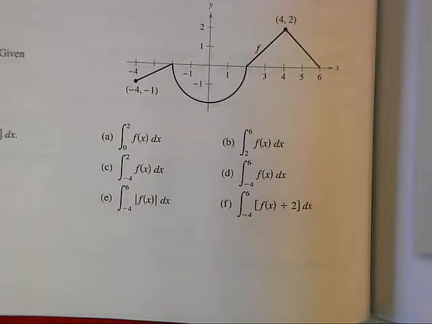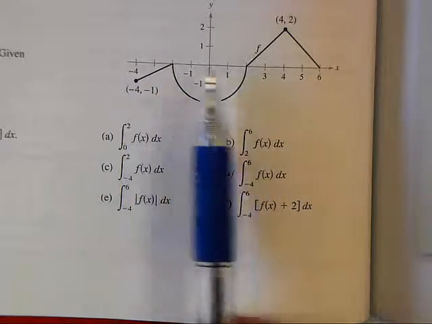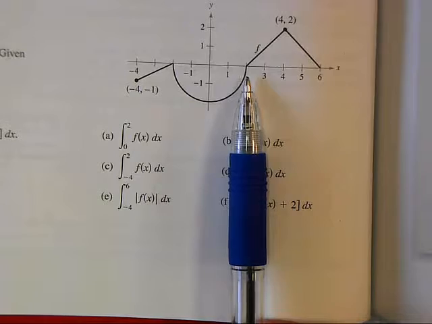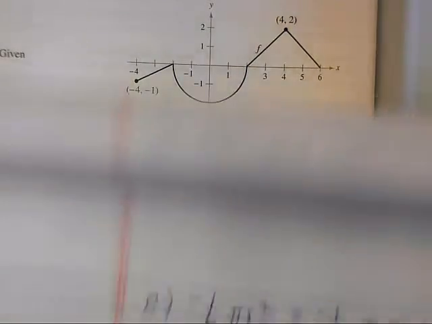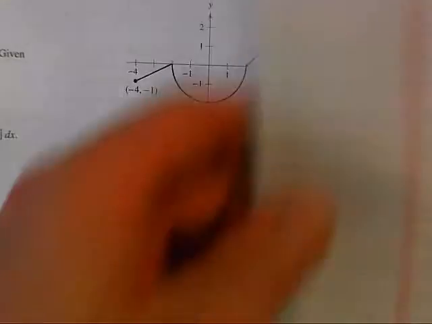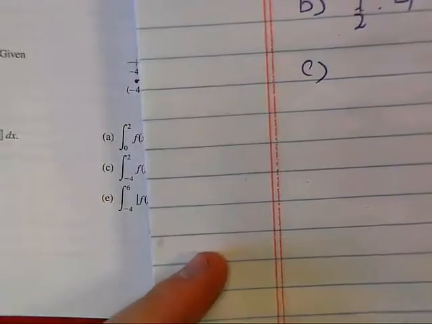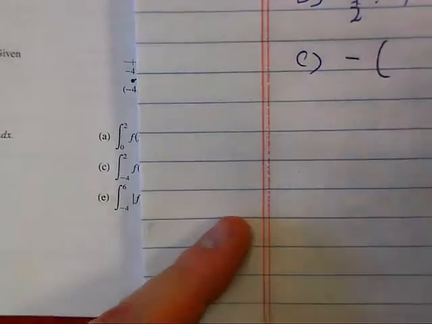Part C. Keep going. Okay. That's all right. The integral from -4 to 2. It's going to be the triangle plus half the circle, and the whole answer is going to be negative because it's under the axis. So the answer for C, I can't make them both fit. It's going to be negative.